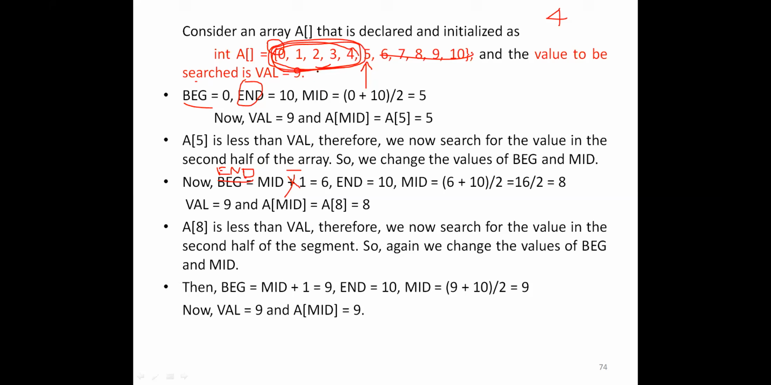Again I will calculate the middle value. 0 plus 4 divided by 2, 4 divided by 2 is 2. Now the middle value is 2. I mean the index, I am telling about the index. The index is 2 for this left subarray.